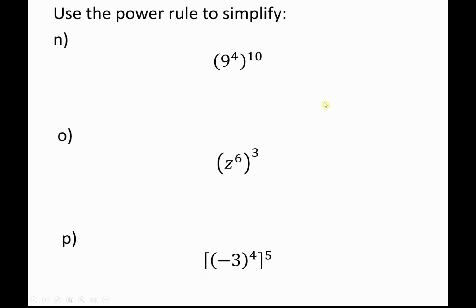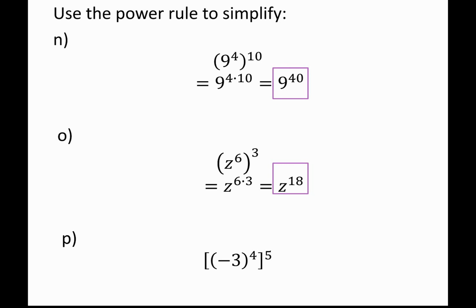All right, let's practice this real quick, and of course keep these in exponential form even if they could have a numerical value otherwise. Power rule here would dictate we multiply the 4 by the 10 in example N here, so we'll get 9 to the 40th power. Here for example O, we'll get z to the 18th power, right? Multiply them together. For example P, we'll get -3 to the 20th power. Go ahead and keep that -3, like I said, parenthetical, and leave it as an exponential expression.